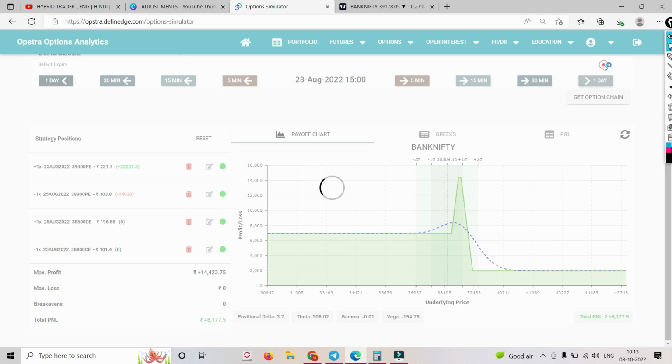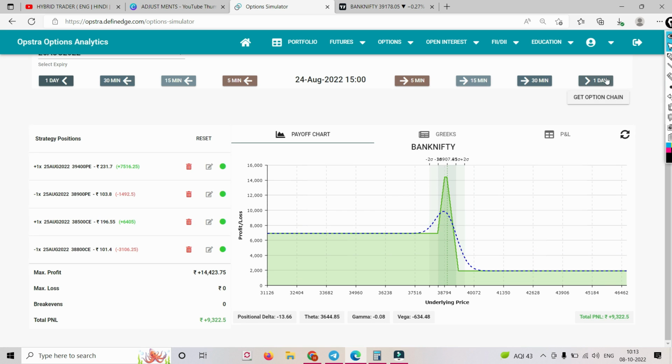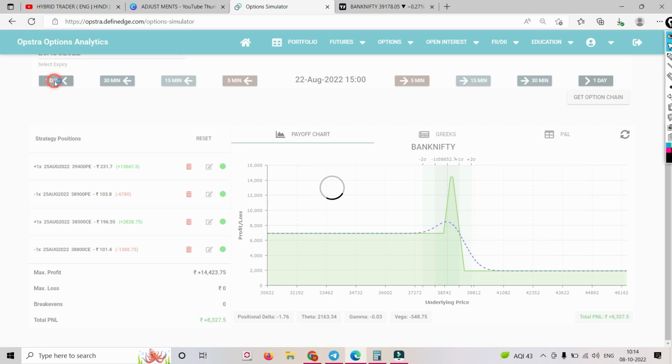So let me show you. I'll take you to the next day. Next day, keep an eye on this profit. Next day, you got 10,000 profit, but this is not the trade I want. I was just showing you all the different permutations and combinations. Anyway, I got 8,000 profit on the 22nd.